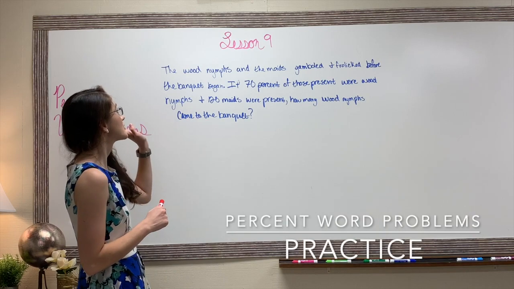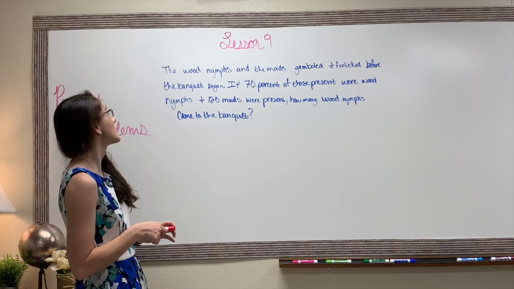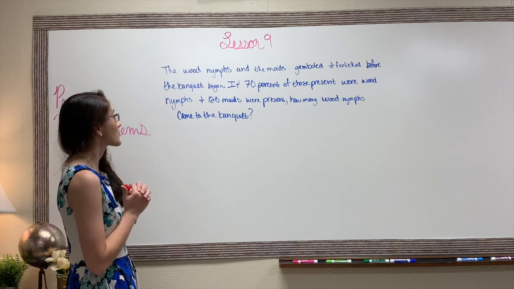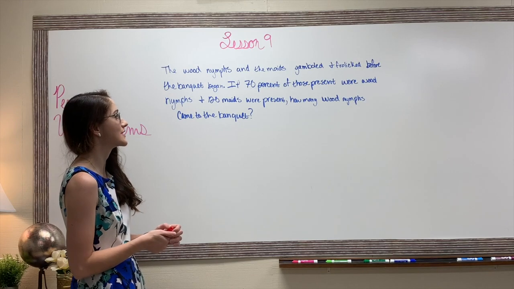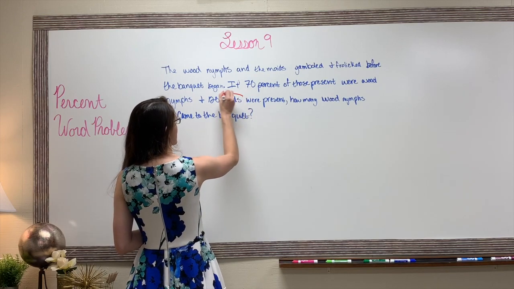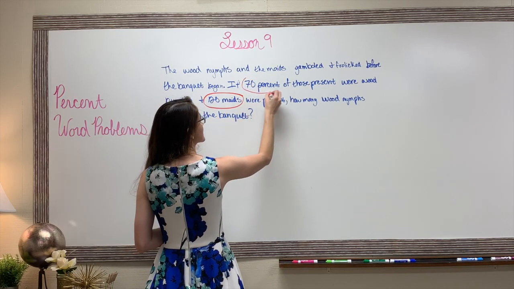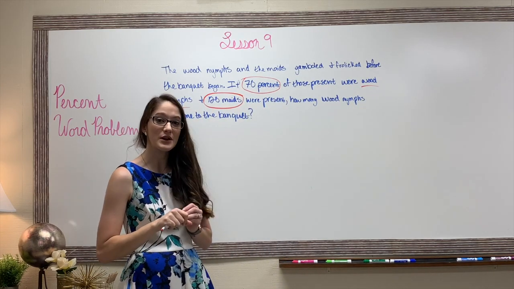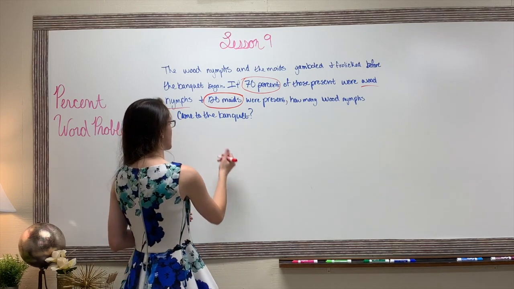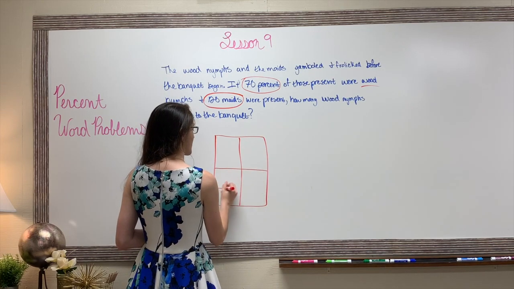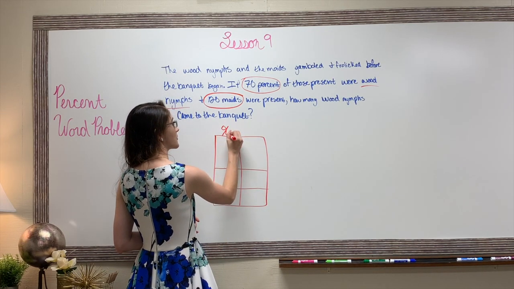So let's do some practice. Okay, so our first example is the wood nymphs and the maids gambled and frolicked before the banquet began. If 70% of those present were wood nymphs and 120 maids were present, how many wood nymphs came to the banquet? So two things we need to look at. We got 120 maids and 70% were wood nymphs. So I'm going to set this up as a ratio box just so you can see all the information that we are working with. We're still going to set up our problem in that equation format that we've been doing, but this is just to help you guys get an idea.